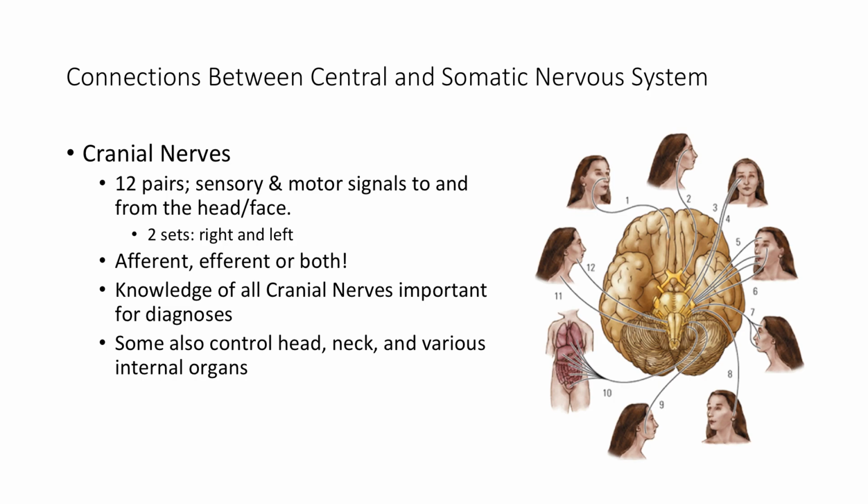Some cranial nerves have only sensory information, some only have motor functions, and some have both sensory and motor functions. Some of the cranial nerves even control various internal organs, such as your heart or your gut. Here you have a picture of all the cranial nerves. We'll go over those in more detail in a couple of slides.